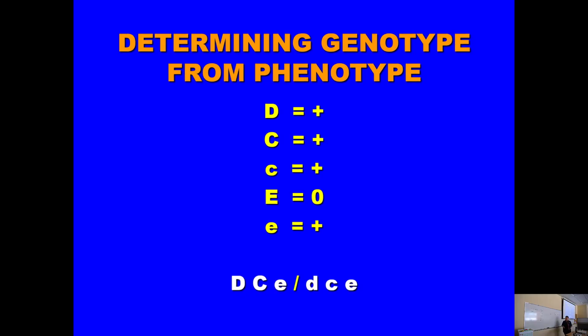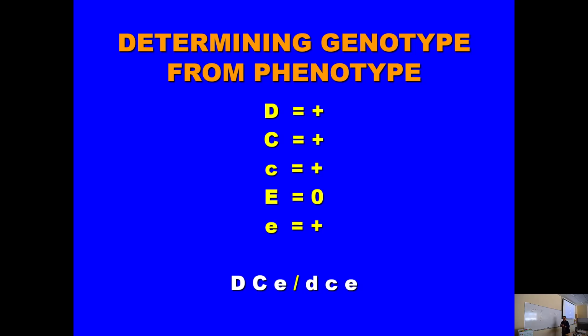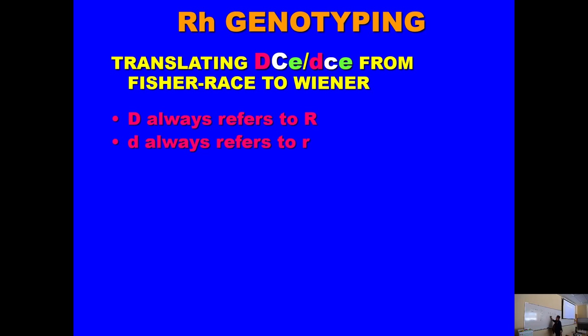Okay, okay. Oh, shoot. I erased this too early. Okay, now we have to translate this from Fisher-Race, this is our Fisher-Race, to our Wiener. Big D always refers to big R. Little d always refers to little r. First thing we're going to look at. So I'm going to look at this. I've got a big D, I know I'm going to have a big R. I've got a little d, I know I'm going to have a little r. So that's the first step. Look at your D's.